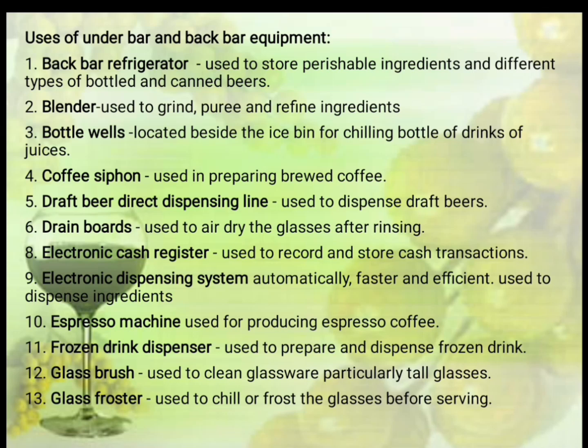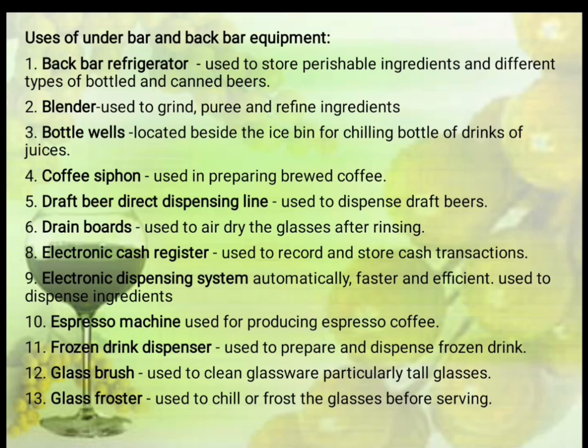Six, drain board, used to air dry the glasses after rinsing. Eight, electronic cash register, used to record and store cash transactions. Nine, electronic dispensing system, automatic, faster and efficient, used to dispense ingredients. Ten, espresso machine, used for producing espresso coffee. Eleven, frozen drink dispenser, used to prepare and dispense frozen drinks.